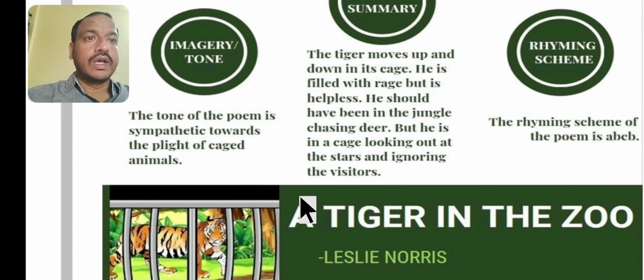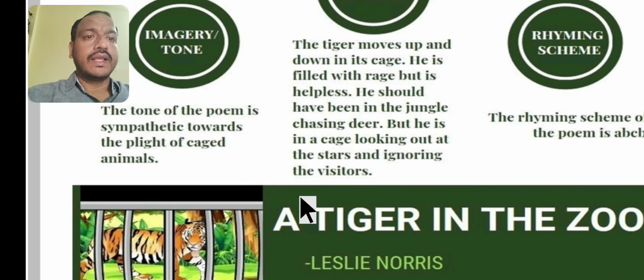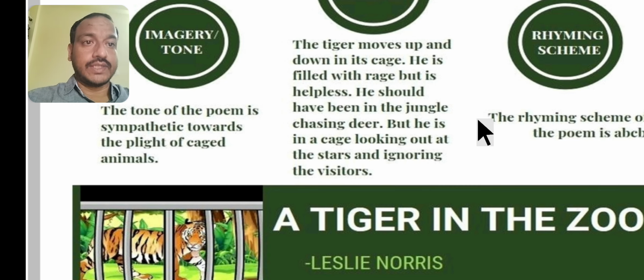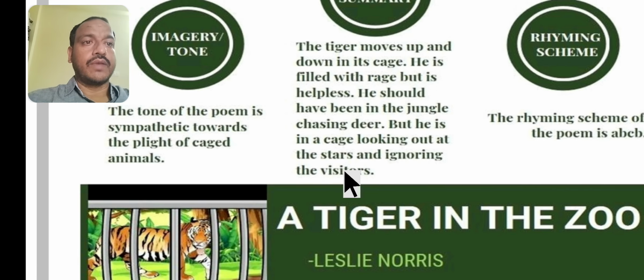Now, regarding the short summary, the tiger moves up and down its cage. He is filled with rage, but he is helpless. He should have been in the jungle chasing the deer, but he is in a cage looking out at the stars and ignoring the visitors. This is the shortest summary of the poem.